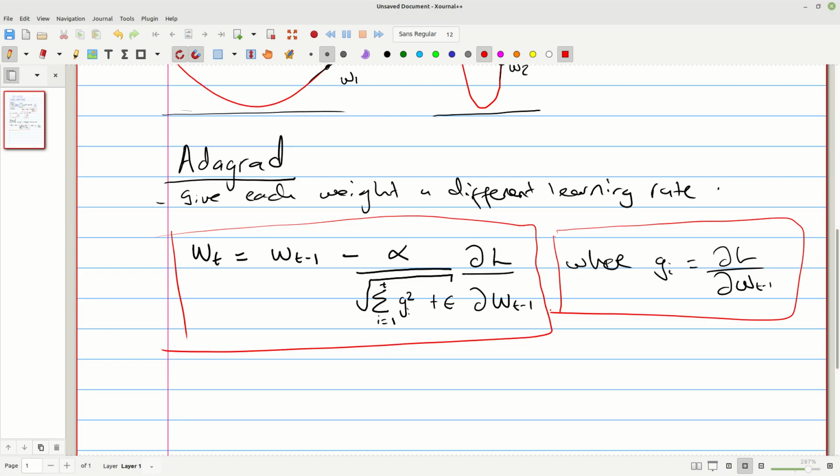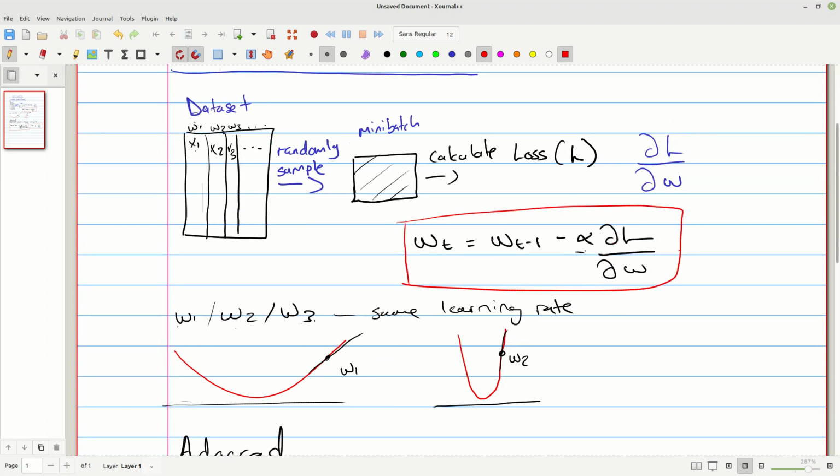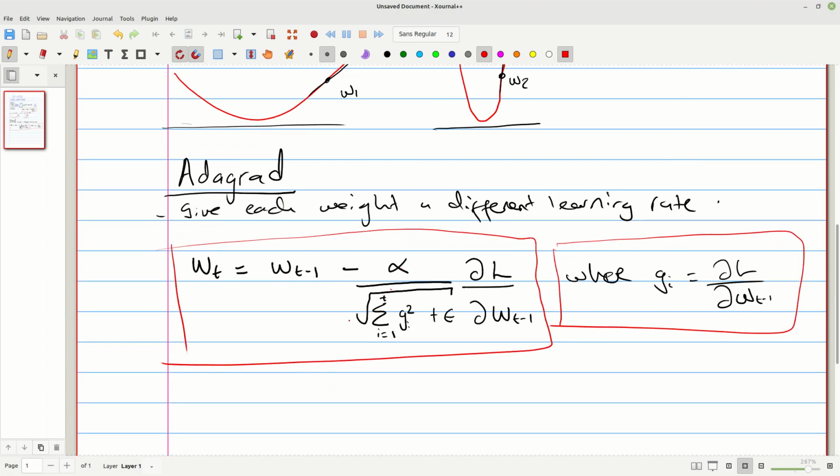So, okay, this is the computation. What is it actually saying? It's saying that we should accumulate all the gradients that we have encountered before, square them, take the square root of that, and then modify our learning rate by this. So the only difference between this update and the earlier update is that we are dividing our learning rate by our accumulated squared gradients.